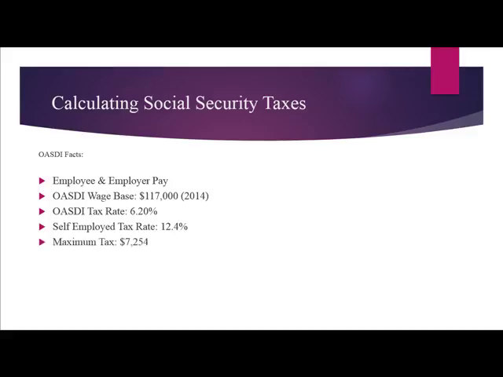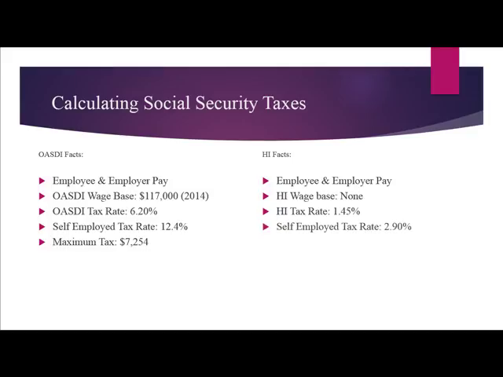The maximum tax is $7,254. HI facts. The employee and employer pay this tax. The wage base, there is none. Tax rate, 1.45%. Self-employed tax rate, 2.9%. Maximum tax, there is no maximum tax limit.